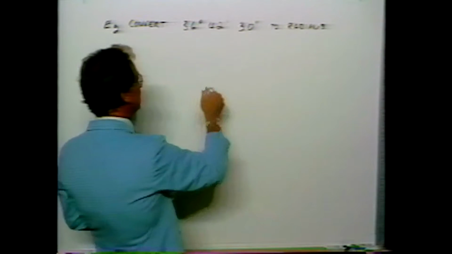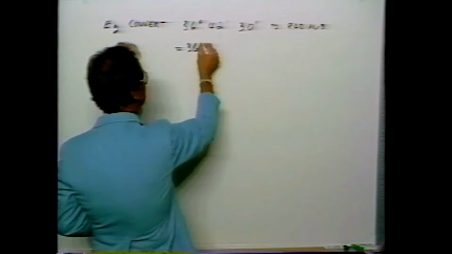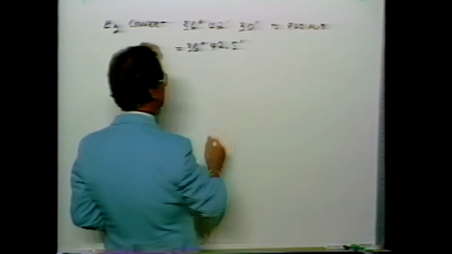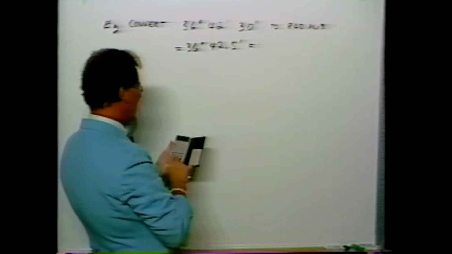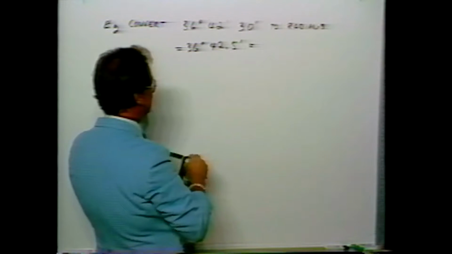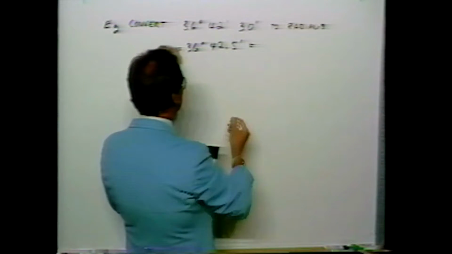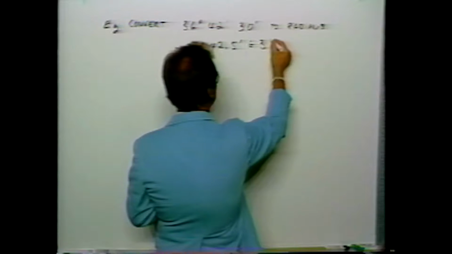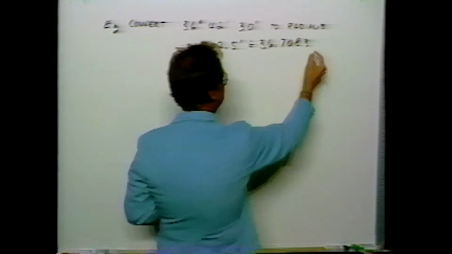Continuing then, 30 divided by 60, this is equal to 36 degrees, 42.5 minutes. And this in turn is equal to, by dividing 42.5 minutes by 60, 0.7083, with the 3 repeated, and so it is approximately equal to 36.7083.